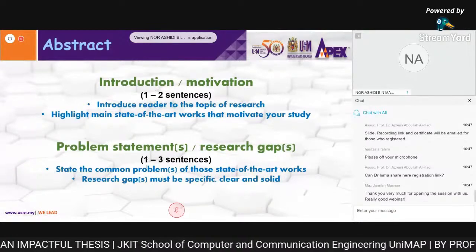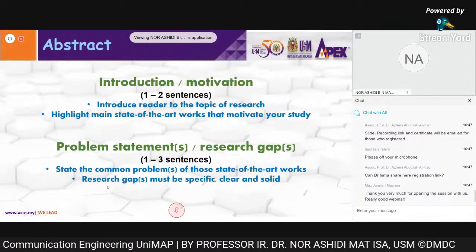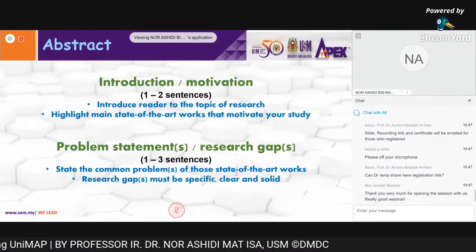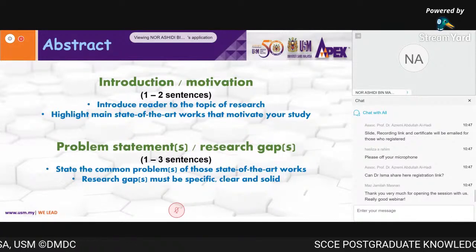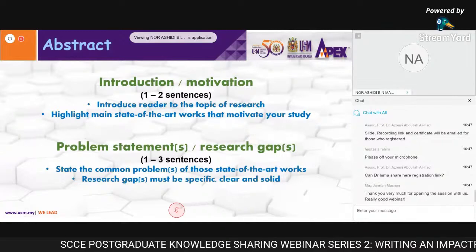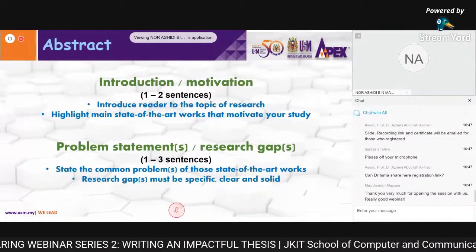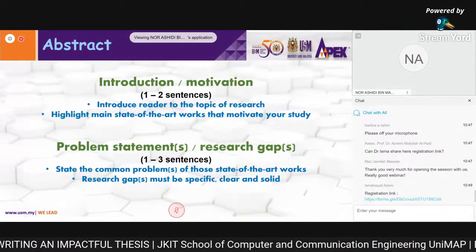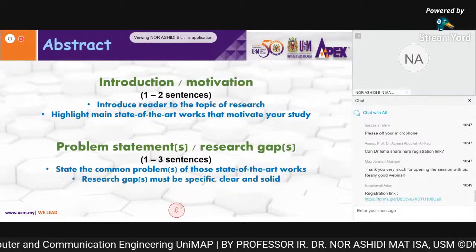By using one or two sentences, you must make sure that the research gap is clear, covers the whole problem, and is specific. For example, let's say one of the problems of the manual method is low quality of the image, which obscures the important features, so the doctor cannot see them. That's the first problem statement.